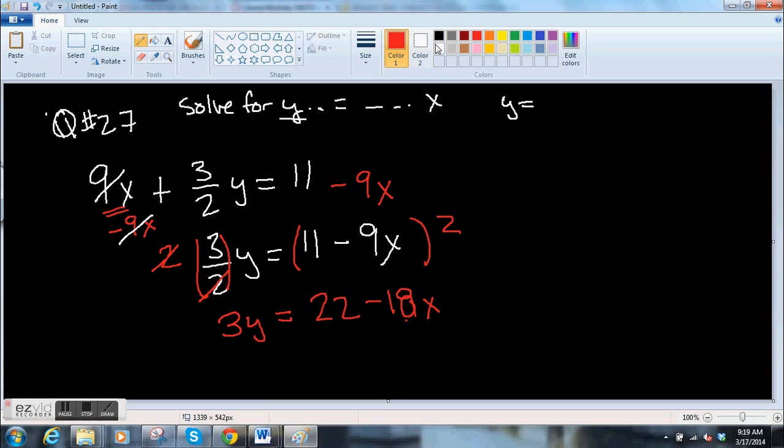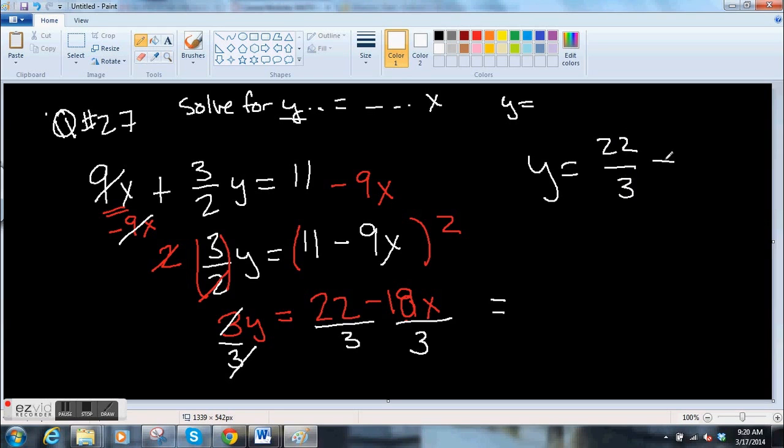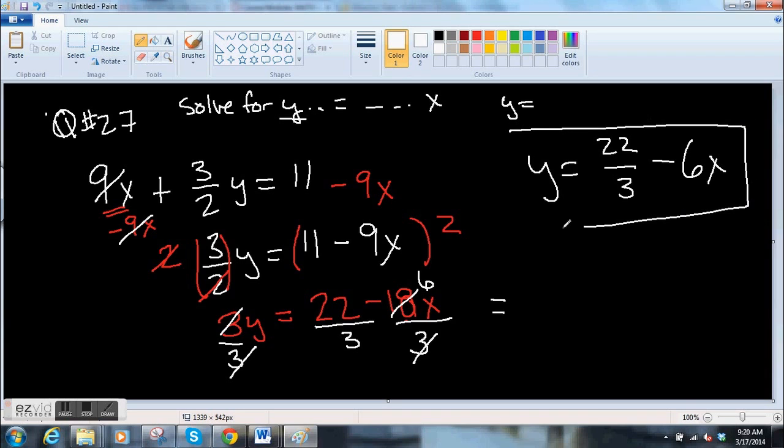Now I just have a 3y. And now I'm going to want y by itself. I'm almost done. The problem is this 3, so I divide everything by 3, or you can multiply by 1/3, whichever way you want to think of it. Divided by 3. So our answer over here is y, the 3's cancel, is equal to 22 divided by 3 minus that 18 divided by 3 is 6 minus 6x. So now we have solved the problem for y in terms of x.